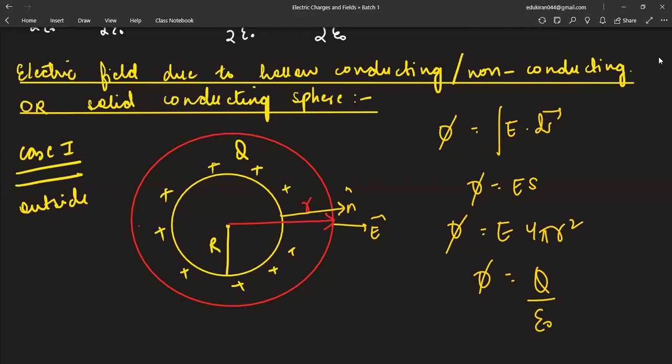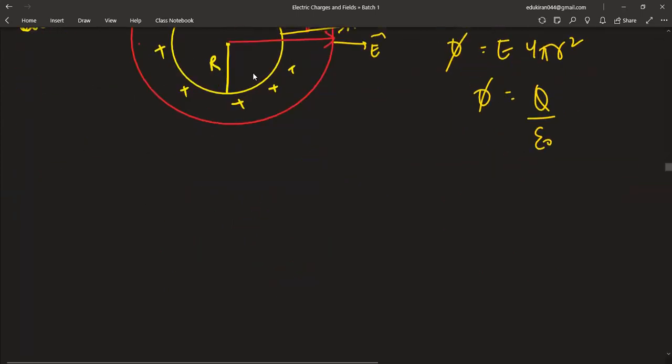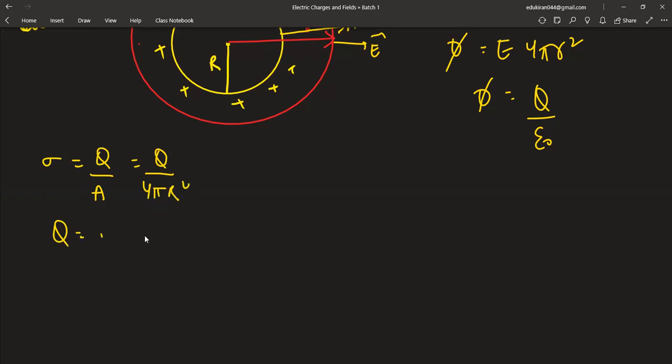This is our Gauss theorem. And see, one more thing. This is a sphere and everything is residing on its surface. It is not going inside. So that's why we won't consider volume charge distribution. Since it is on the surface, we will consider surface charge distribution only, Q divided by A. What is the surface area? 4 pi R square, right? So what is the charge? Charge is sigma into 4 pi R square.